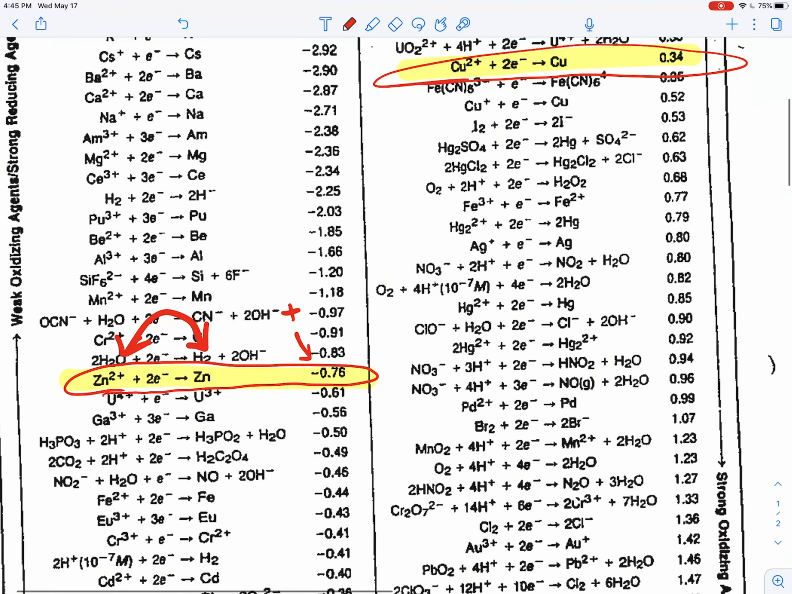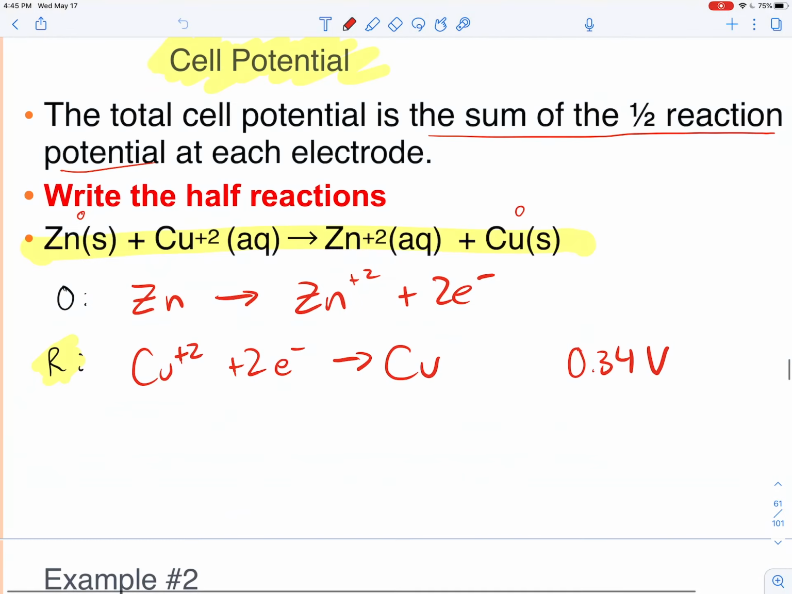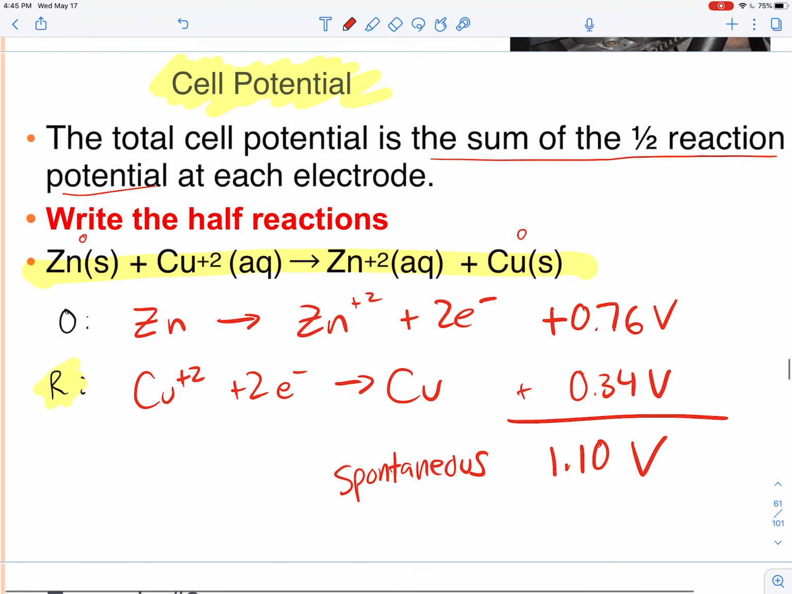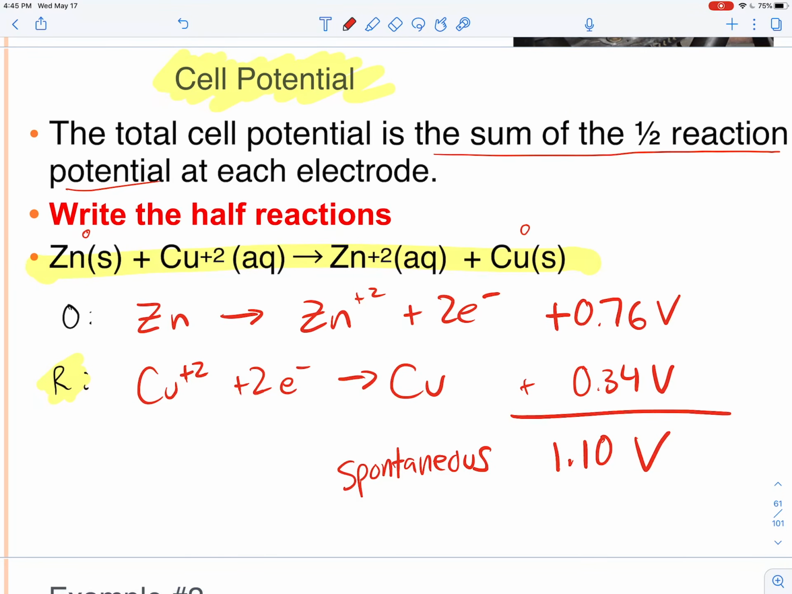So let's go back to our problem now. And again, instead of negative 0.76, I'm going to make that positive. And to calculate the cell potential, all we do is add up these two numbers. So we get 1.10 volts. What does a positive number tell us about this? It tells us that it is spontaneous. All right, so when you're looking at the table, anytime for oxidation, you do want to flip that equation, meaning we're going to flip this number.